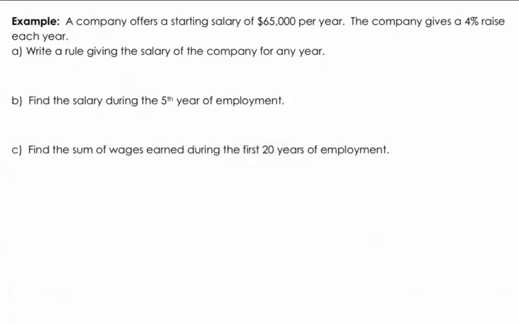So a company offers a starting salary of $65,000 per year. The company gives a 4% raise each year. Write a rule giving the salary of the company for any year. Find the salary during the 5th year of employment and find the sum of wages earned during the first 20 years of employment.